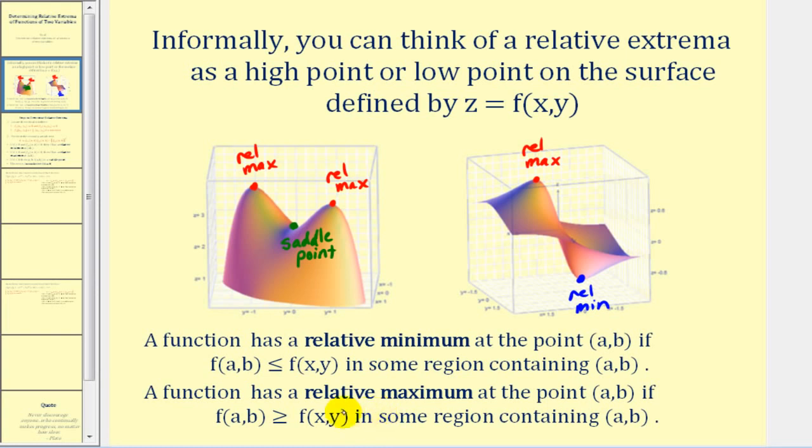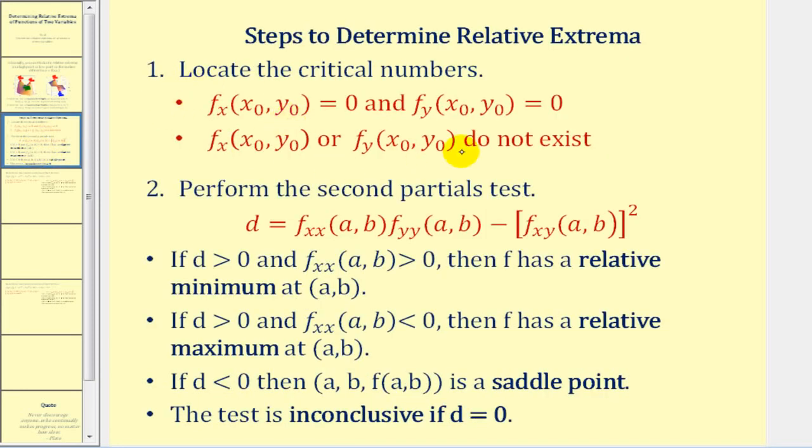So let's take a look at how we're going to determine the relative extrema for functions of two variables. We're going to first locate the critical numbers, and these occur where the first order partials are both zero or where they do not exist. Once we find our critical numbers, we're going to determine this quantity D using the second order partial derivatives. Then once we have this value of D, we'll determine which of these conditions have been met, and that'll tell us whether we have a relative min, relative max, a saddle point, or the test is inconclusive. Let's go and take a look at our examples.